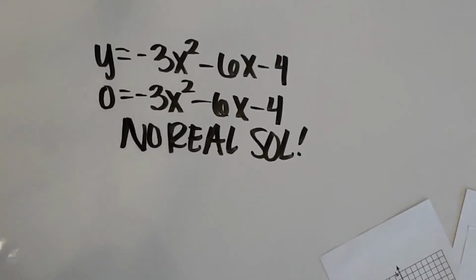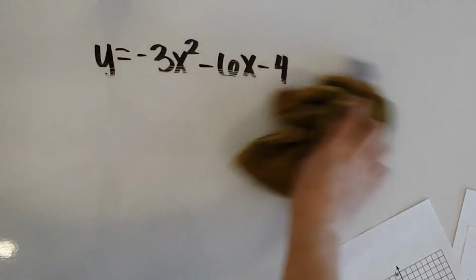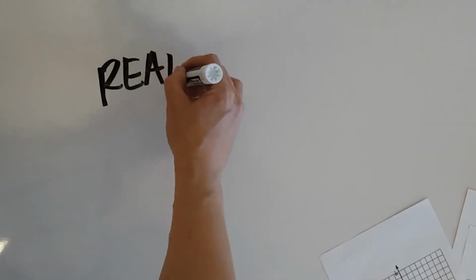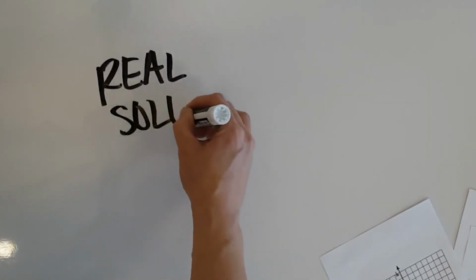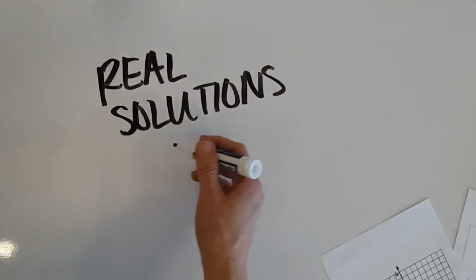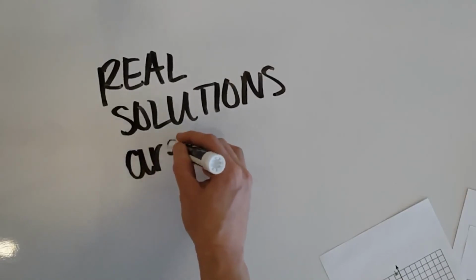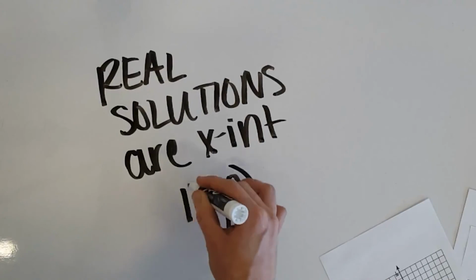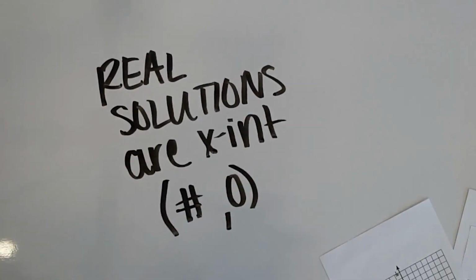So the big idea from this video is that to solve a quadratic equation graphically, the real solutions are the x-intercepts. And again, that's because we always solve an equation when it's equal to 0. So we're finding on the graph when y is 0, that's always an x-intercept. And that's it.